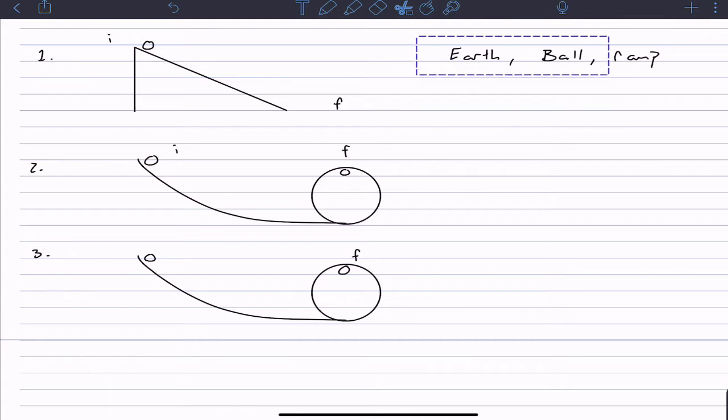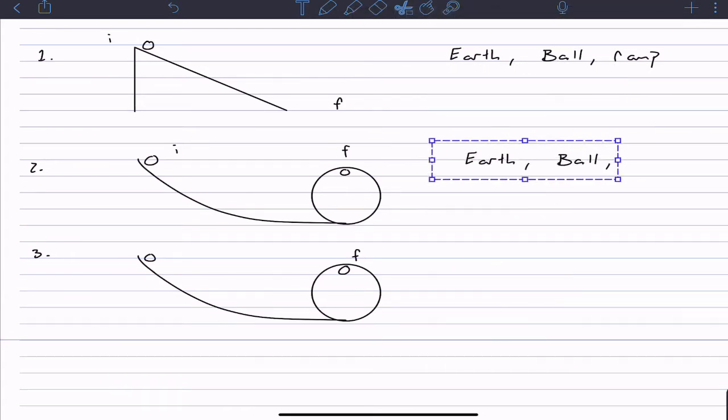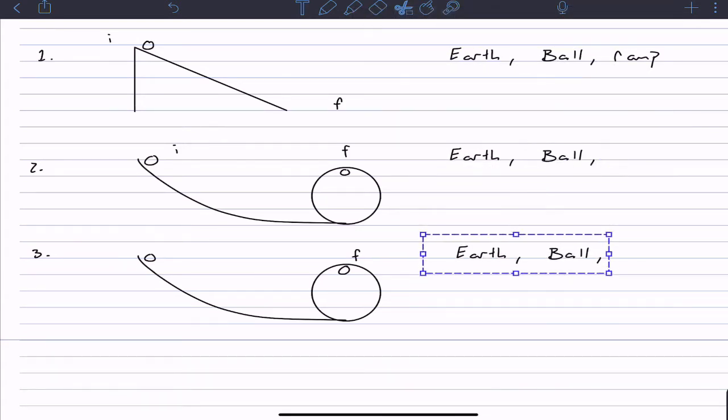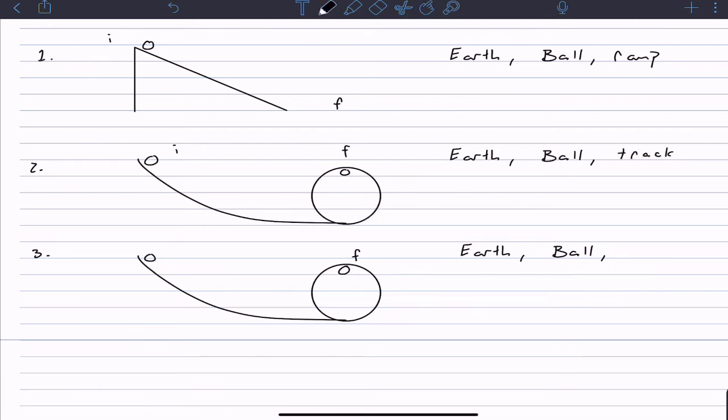Then we need to consider Earth, ball, and then I'm going to say track. I don't know if this is ramp and loop. If this shows up on the homework, that might look something like that. So you would need to consider both of those, but I'm just going to say track here. Okay, so that's pretty much the answer to number 12.